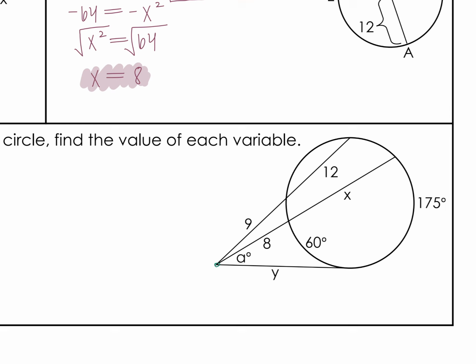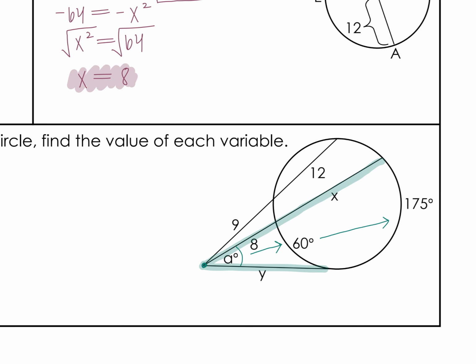For angle A, since it's exterior, we are going to look at the 2 arcs that we are intercepting. The first one is that 60 degrees, and then if I continue, I have that 175 degrees. Remember, with an exterior angle, A is going to be equal to 1/2 of the difference. We're going to subtract that 175 minus our 60.